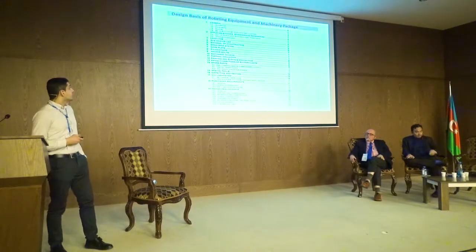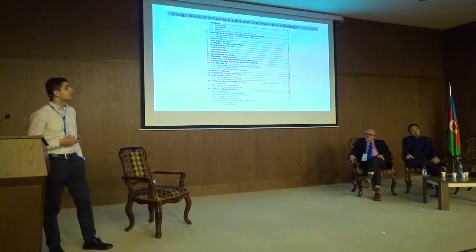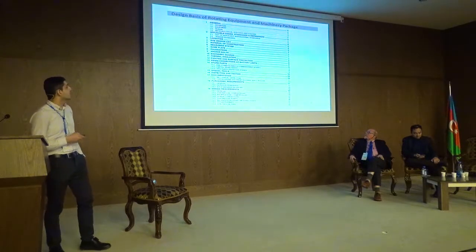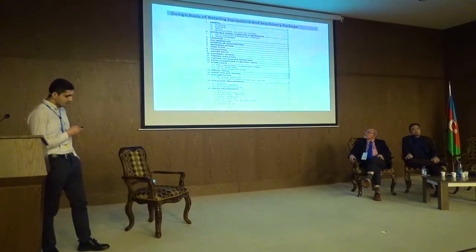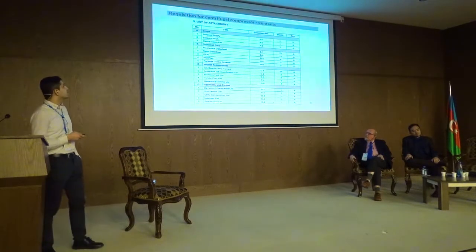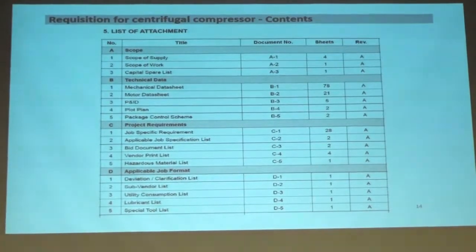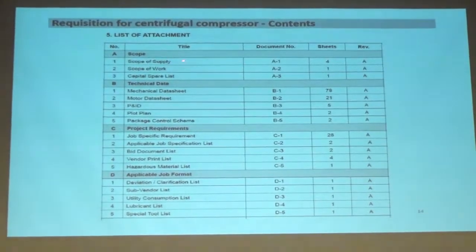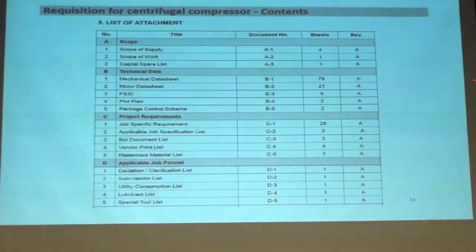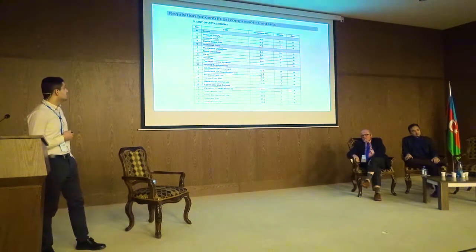Okay, so this is an excerpt from the basic design document for the rotating machinery. Here we have a table of contents. So let's go ahead with detailed engineering. Here we have this requisition for the centrifugal compressors. It's a table of contents, and as you can see here, we have the scope of supply, scope of work, capital spare parts. So we have to mention all these kind of things before we can make a requisition to the vendor, as a rotating equipment engineer.